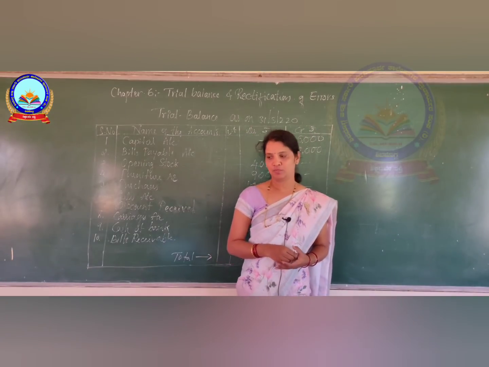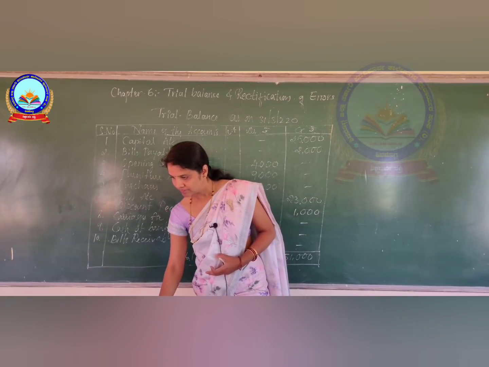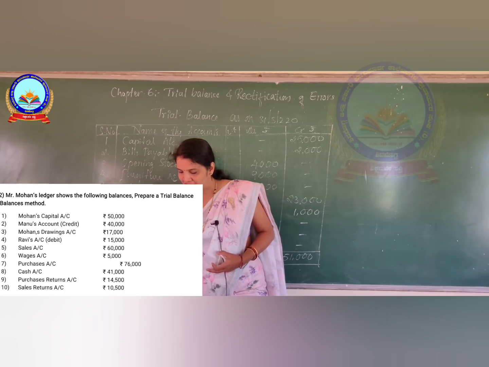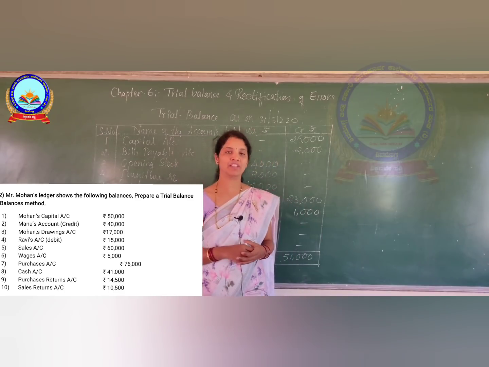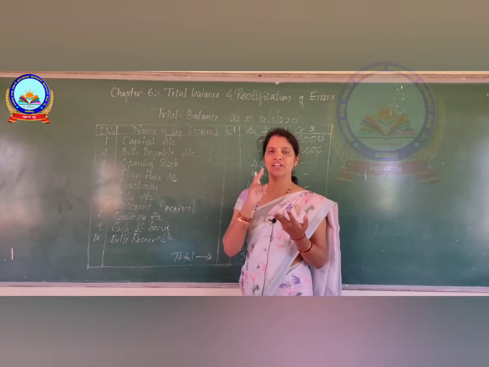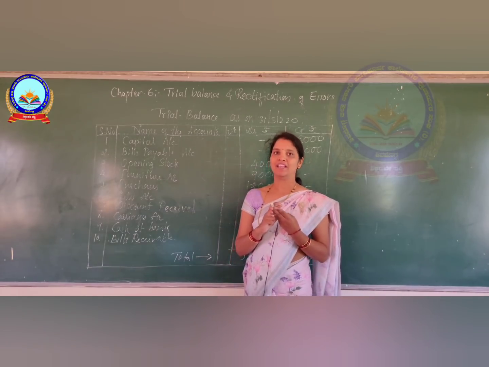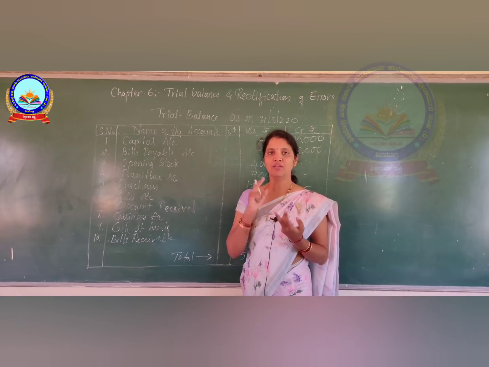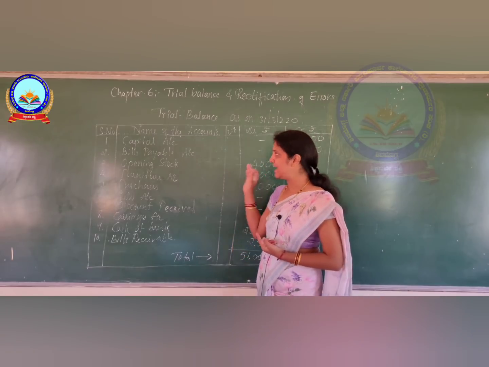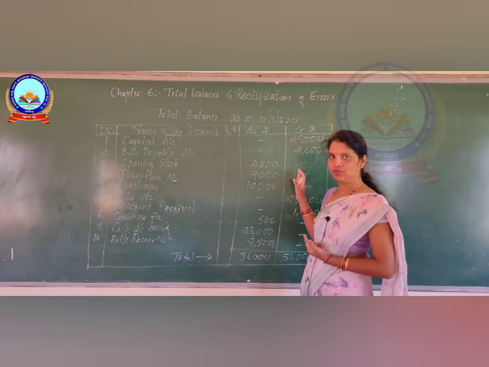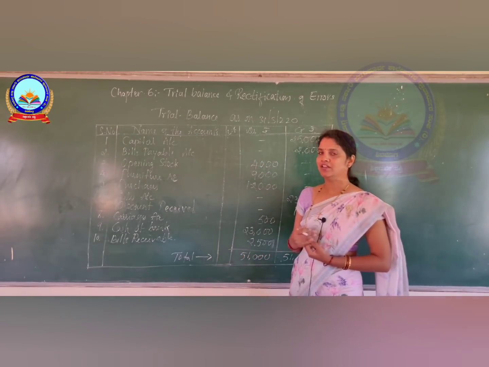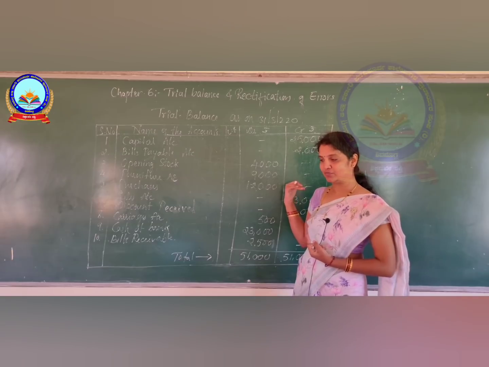We take another problem. Mr. Mohan's ledger account shows the following balances. Prepare a trial balance using balances method. You don't get confusion. What is balances method? There are 3 methods: totals method, balances method, and totals cum balances method. Here we are preferring balances method. All the business organizations prefer to use the balances method. We are not using totals method or totals cum balances method in our practice usually.